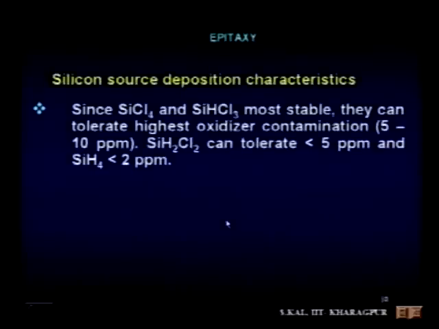Now, some comparison of the performance of the reactors using different gases is shown here. Since silicon tetrachloride and SiHCl3 are more stable, they can tolerate the highest oxidizer contamination. This is another important point.